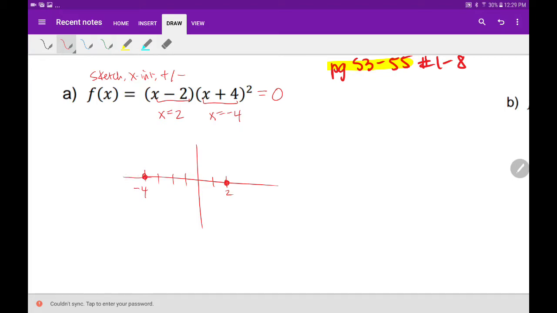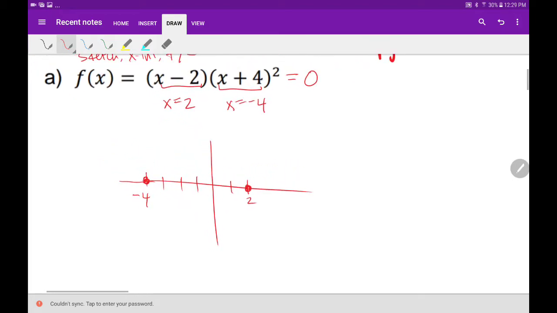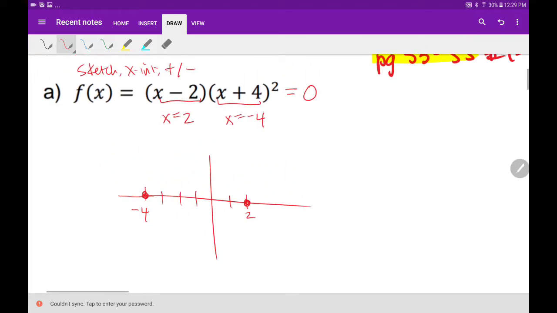Okay. And now we're going to discuss where our graph is above and below the axis. So in the rightmost region, my graph is going to be positive because there is no sign out in front. Whatever the sign out in front is, since there's nothing, that means it's a positive. Well, that's how our graph behaves at the rightmost end.